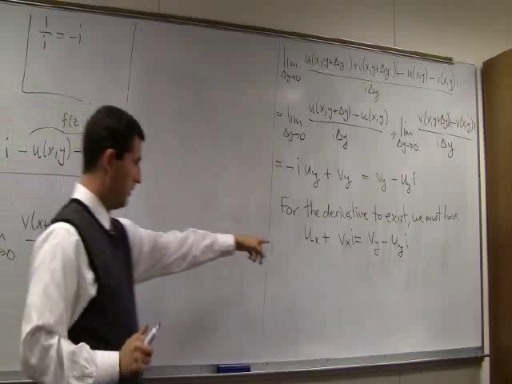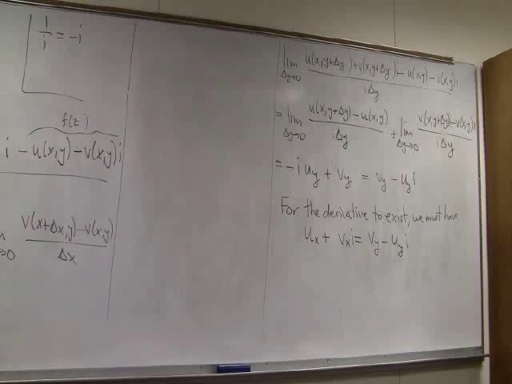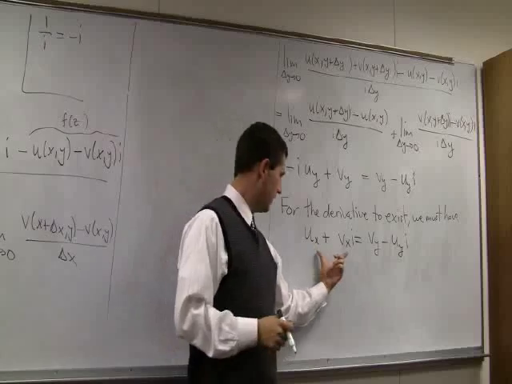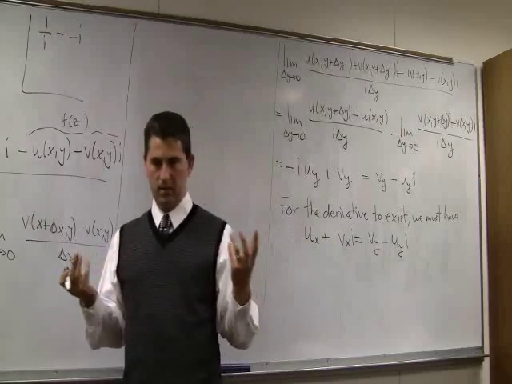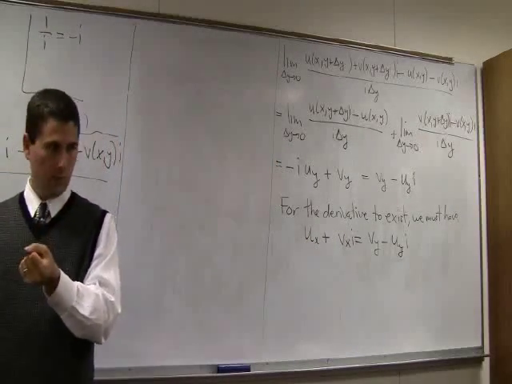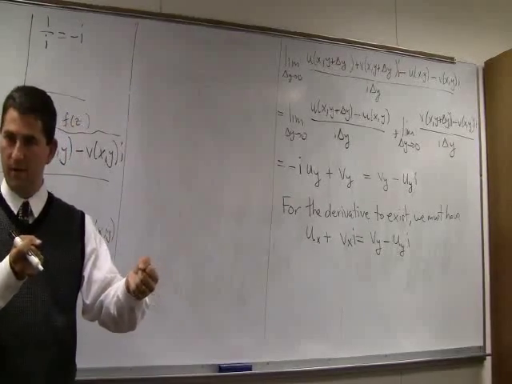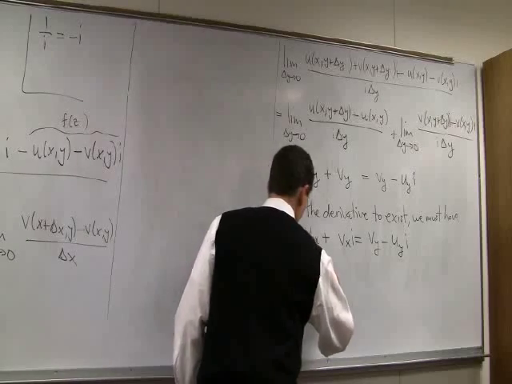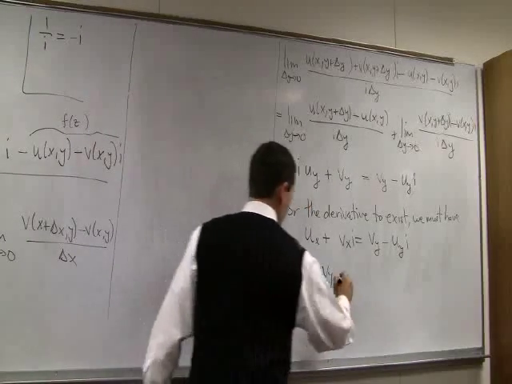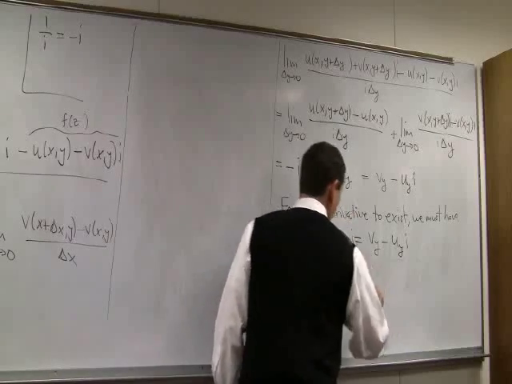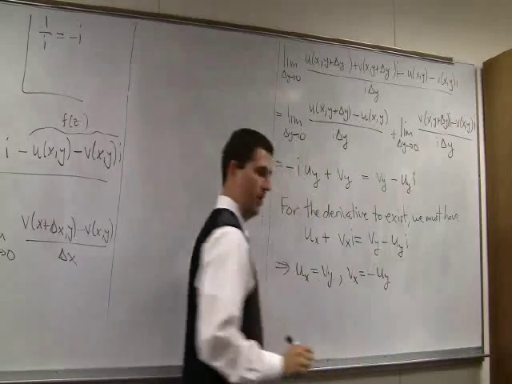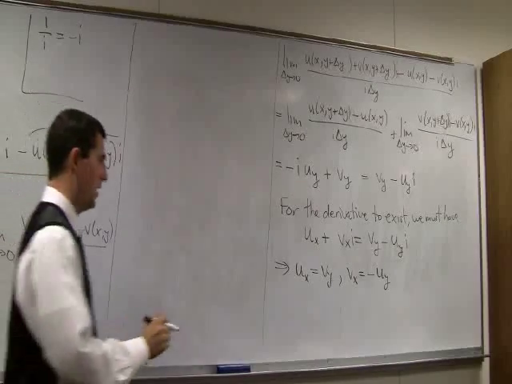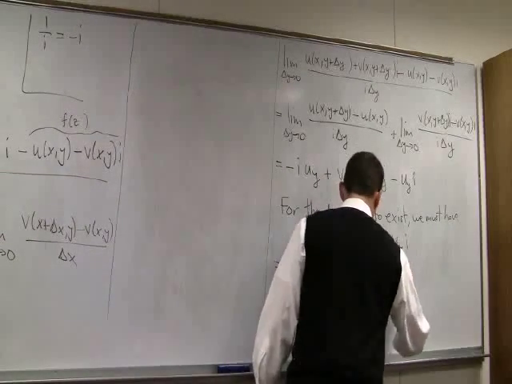But you can go even further than this. And you can say, yeah, but if you have these things defined this way, certainly when you have complex numbers, if they're going to be equal, the real parts have to be equal and the imaginary parts have to be equal. So this means that ux has to equal vy, and vx has to equal minus uy. And these are the Cauchy Riemann equations.